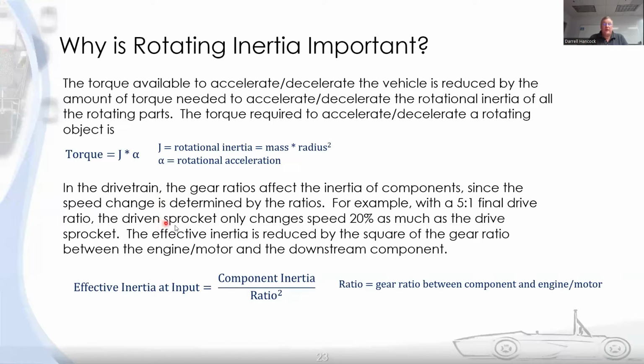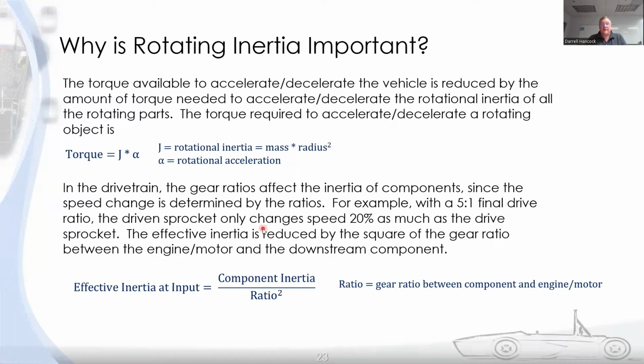So the gear ratios also affect the inertia of the parts. A part that's on your engine, for example, let's say the flywheel, is going to accelerate from 1,000 RPM to 6,000 RPM as you speed the engine up.